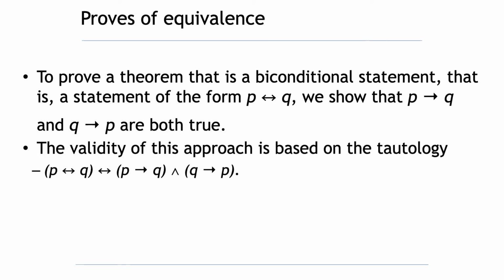To prove a theorem that is a biconditional statement, that is, a statement of the form p if and only if q, we show that p implies q and q implies p are both true. The validity of this approach is based on the tautology p if and only if q, if and only if p implies q and q implies p.